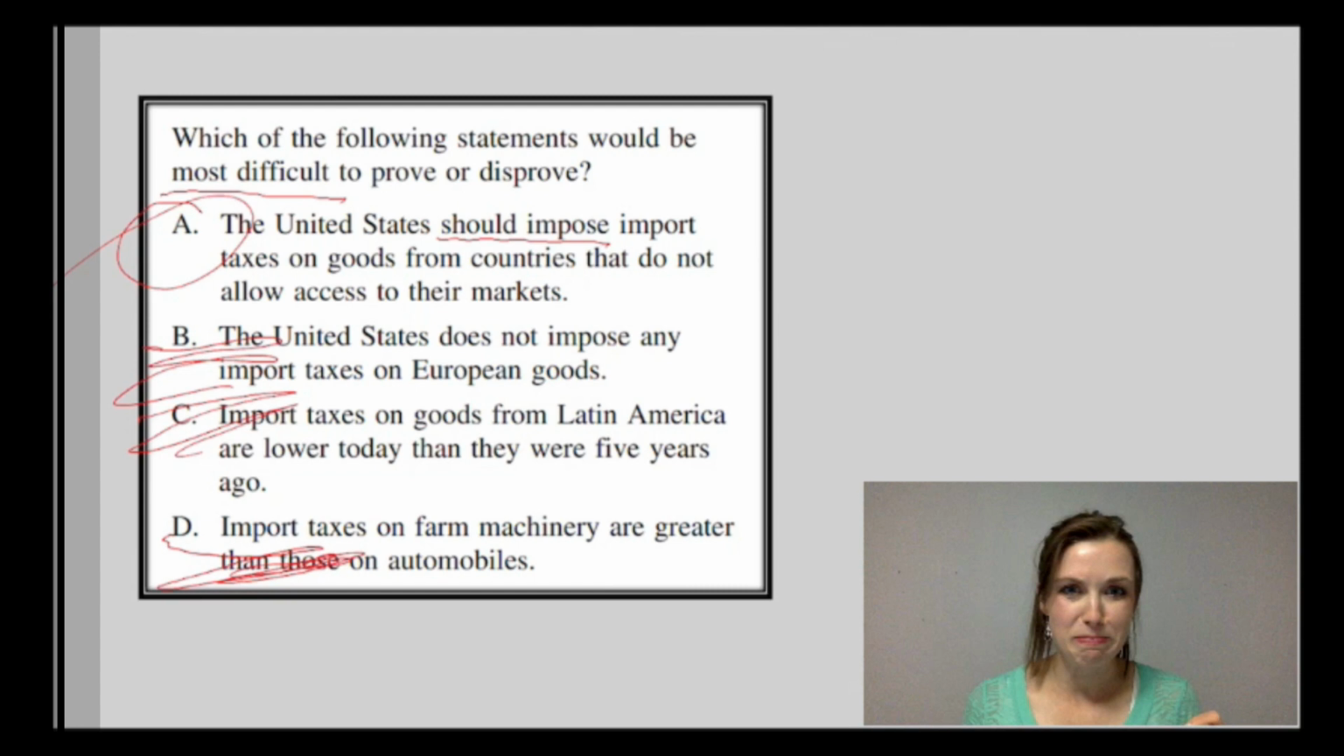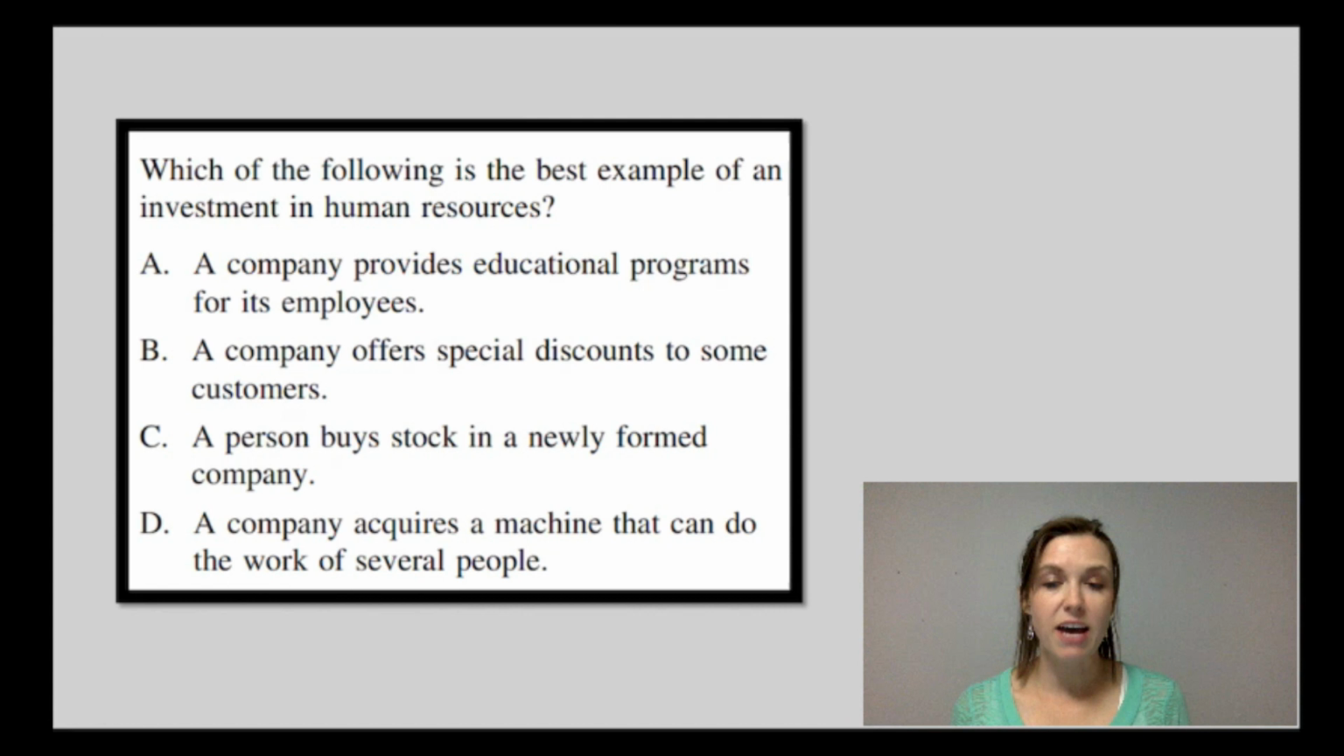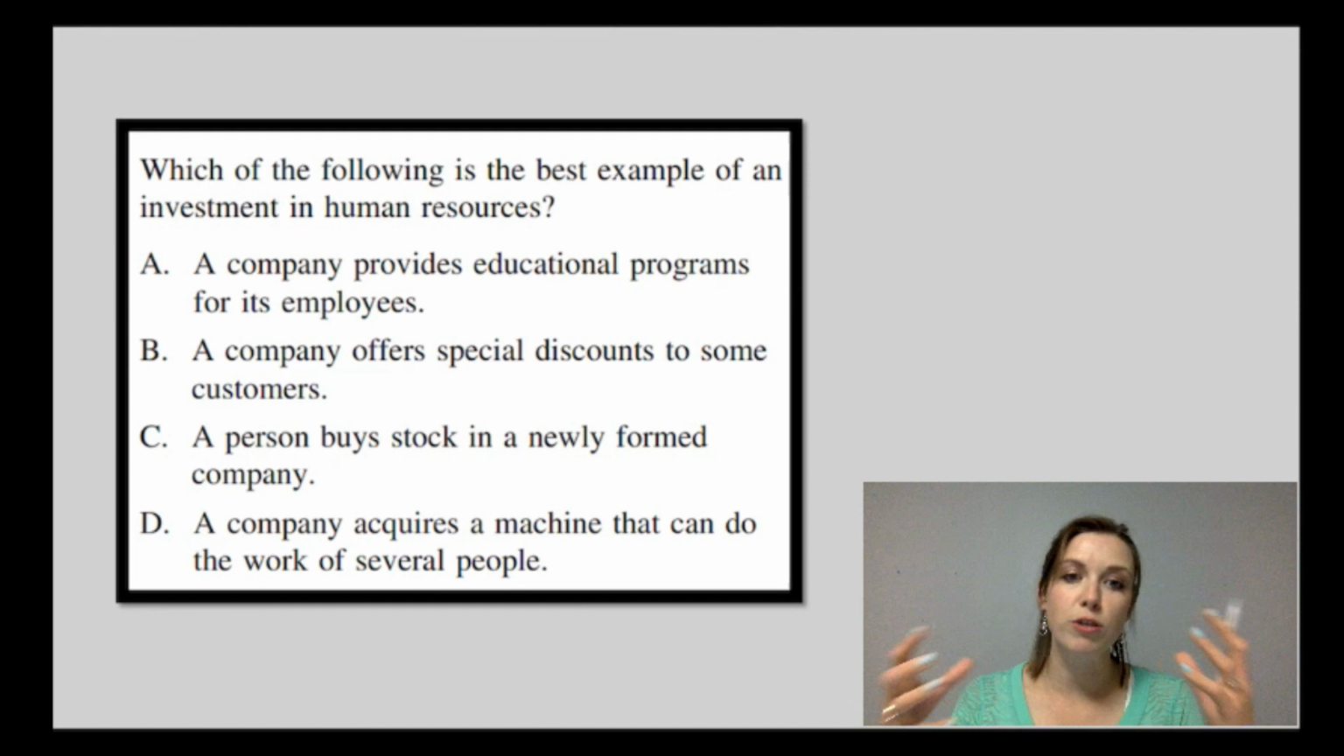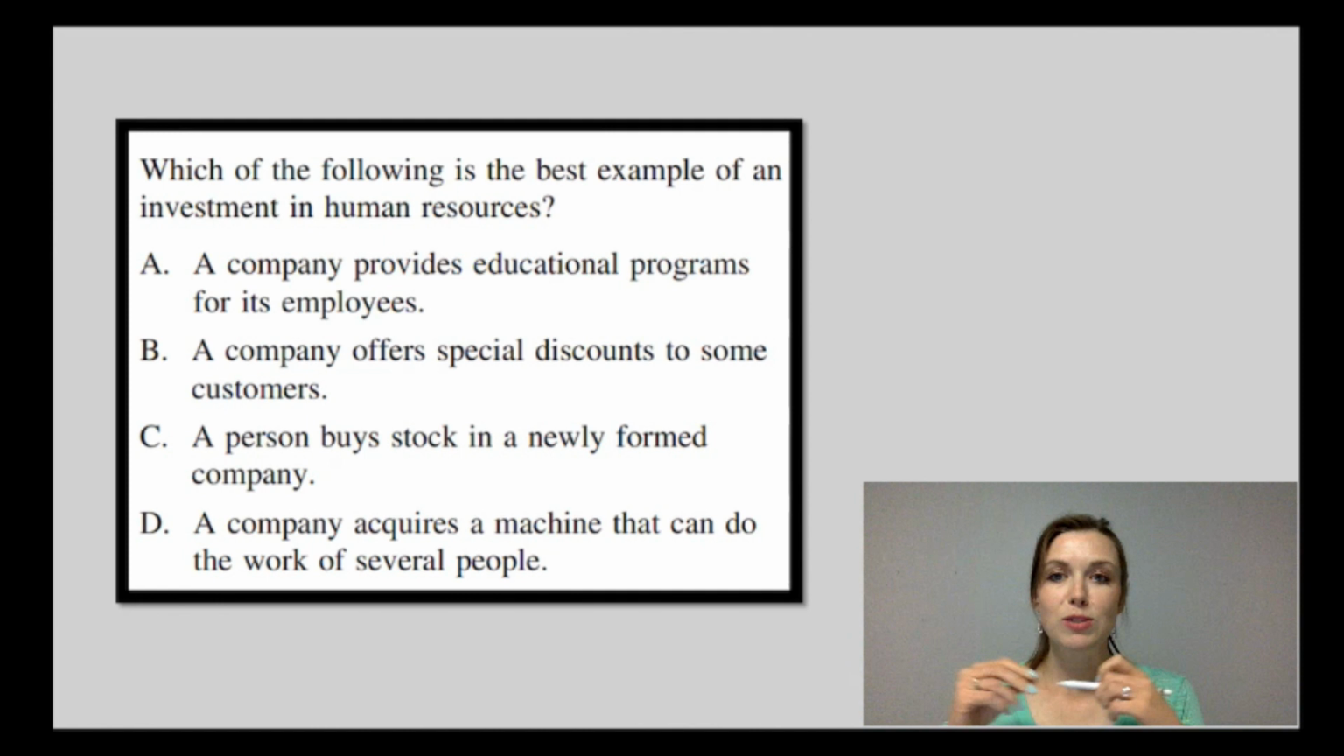Which of the following is the best example of an investment of human resources? Okay, so human resources would be like people actually doing the work. And an investment would be like the company paying maybe for people to do the work or paying for something for humans to actually do, no machines. So a company provides educational programs for its employees. Well, that's definitely a human investment, right?